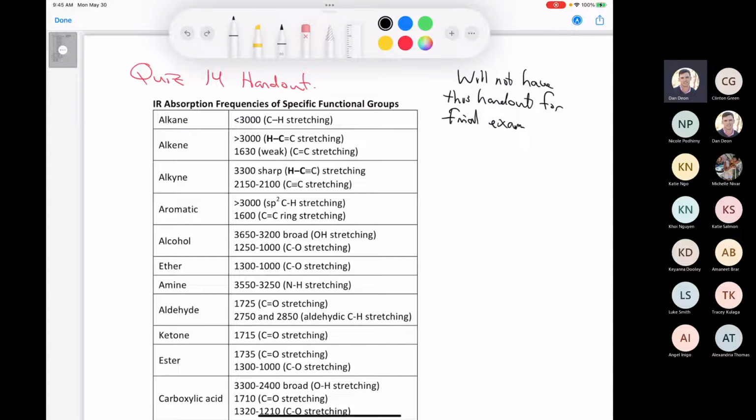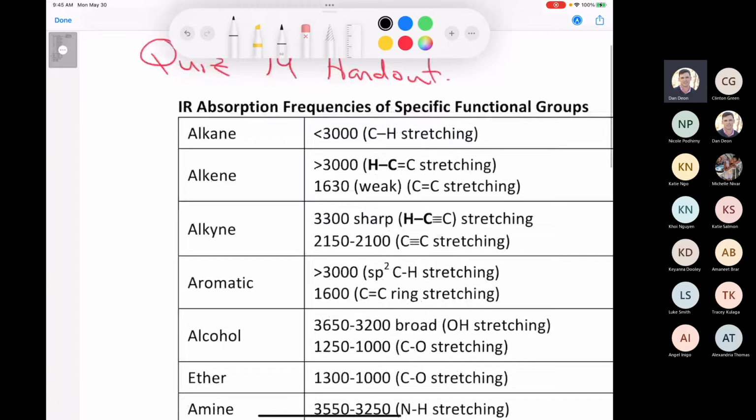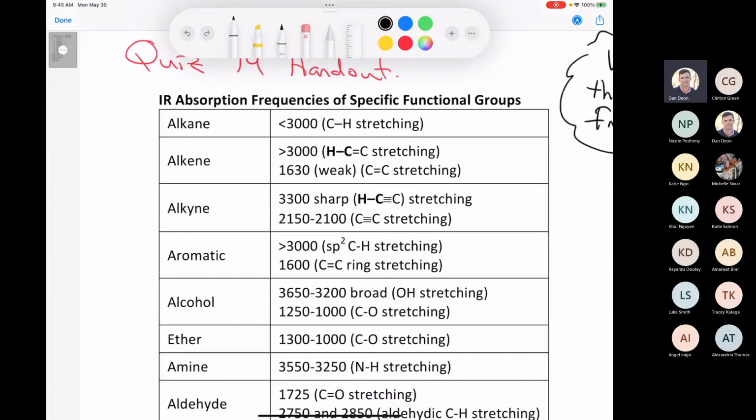And the idea is that by the time you get to the exam, you'll have enough experience with IR that you'll have all these signals memorized. Let's take a look at a few of them. The alkane, we saw that ubiquitous carbon-hydrogen stretching below 3,000, and of course this is an sp3 hybridized carbon. Then with an alkene, we saw that above 3,000, we saw the sp2 hybridized carbon-hydrogen stretching. You also see the double bond around 1630.